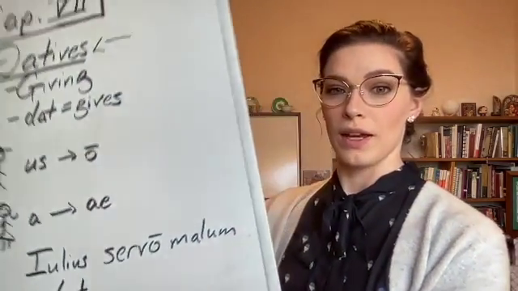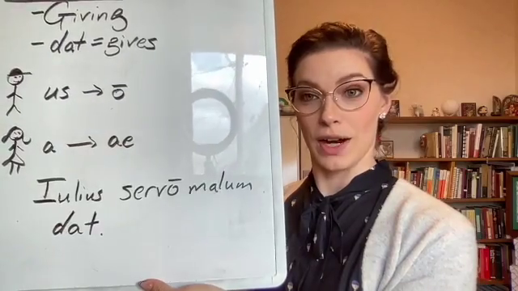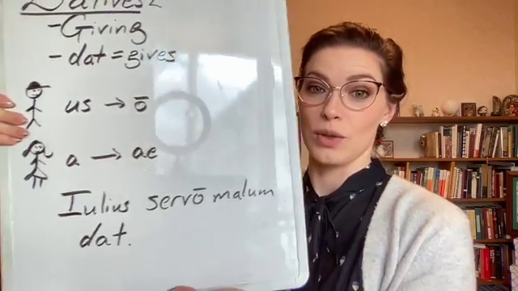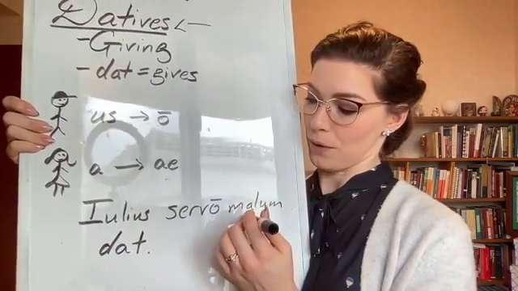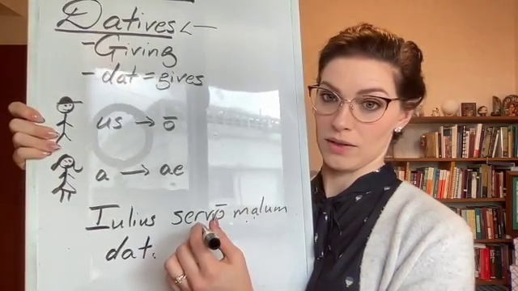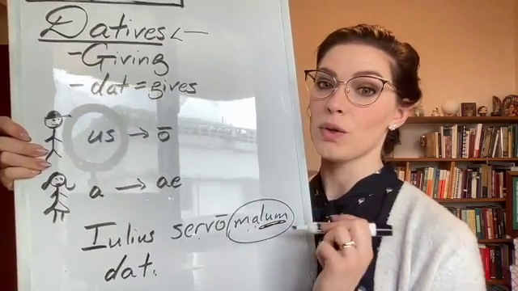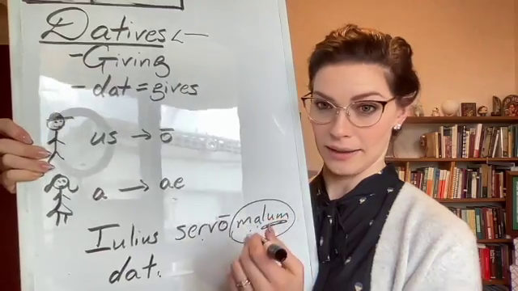So for example, let's say Julius gives his servants an apple. We would do Julius servo malum dat. So Julius gives an apple to the servants. We know who's receiving that because it has this ending. Does that make sense?